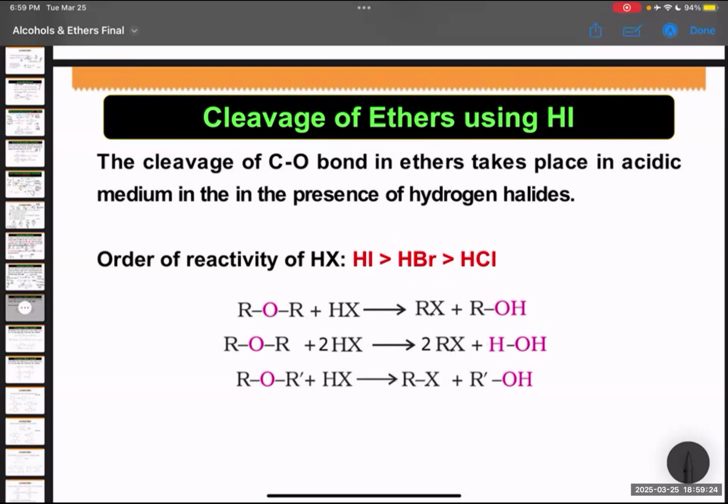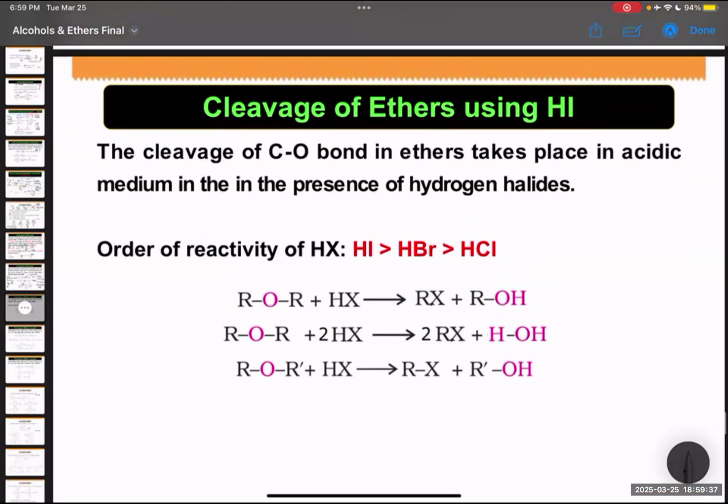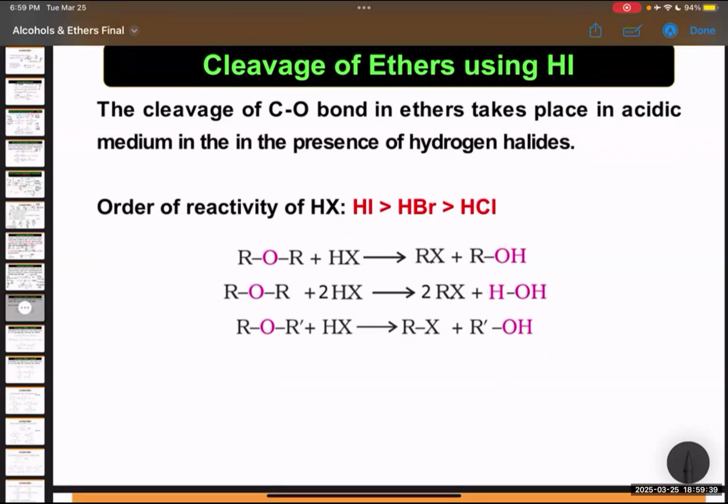Let's move on to preparation of alcohol from ether, or reaction of ether. This is a very important reaction: cleavage of ethers using HI. Ethers themselves are bases. Why are they bases? Because they have oxygen. Oxygen possesses a lone pair. So ethers will not react with base because they themselves are base. But they can react with acids like HI. HI being the strongest acid, it can break the ethers apart.